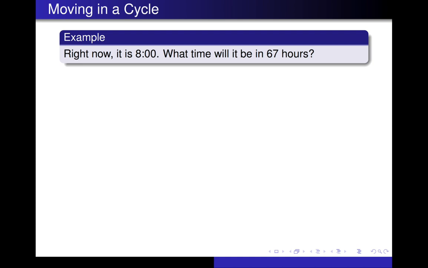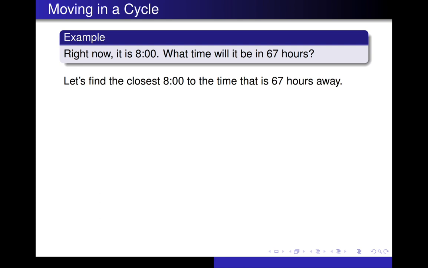Now, I'm not worrying about AM and PM. That's a whole different situation. Right now, we're just figuring out time. We don't care whether it's day or night. So we're going to do the same strategy. Let's find the 8 o'clock that is closest to 67 hours away.